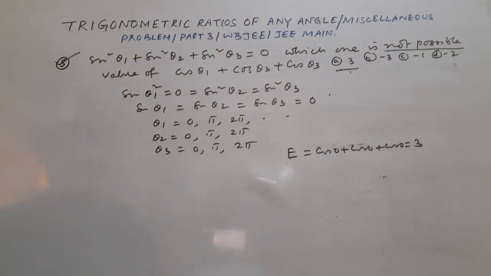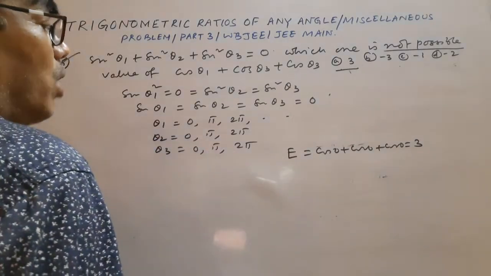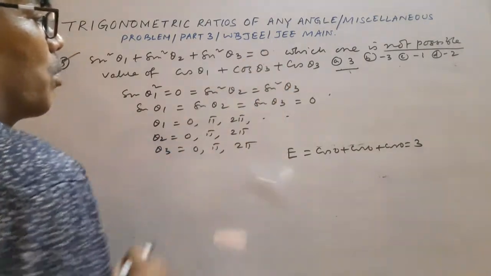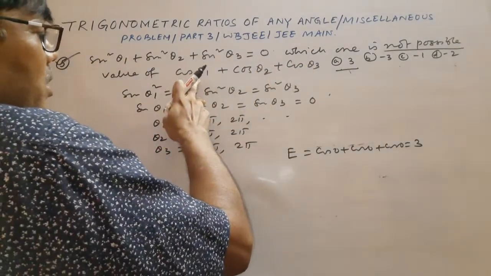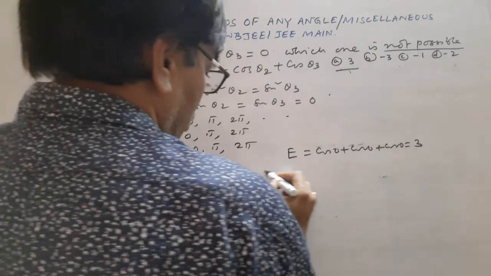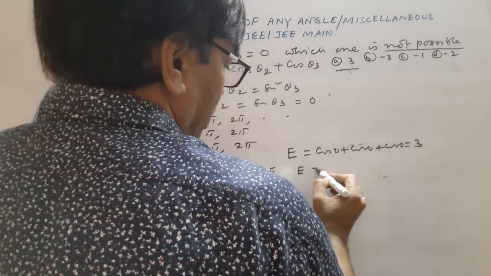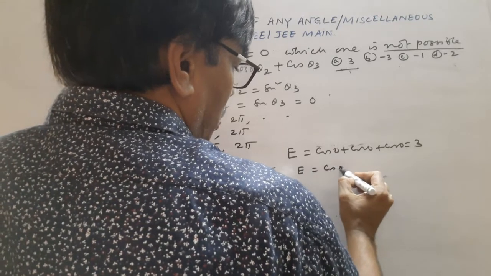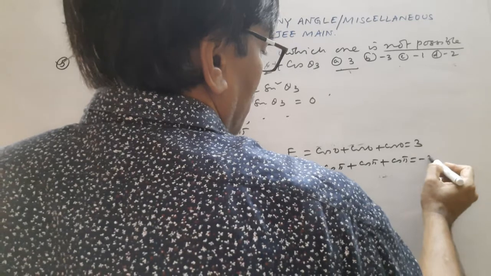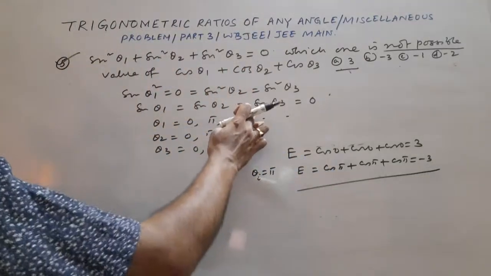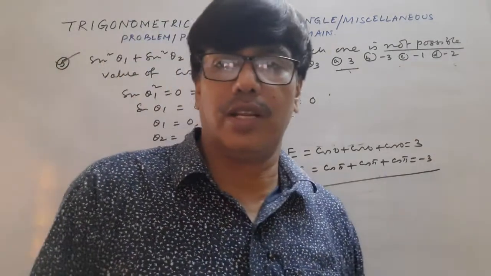Now, if we take theta 1 equals pi, theta 2 equals pi, theta 3 equals pi, then cos pi is minus 1, minus 1, minus 1. So the expression equals cos pi plus cos pi plus cos pi, so this is minus 3. If we take 2 pi, 2 pi, 2 pi, then it is again 3.